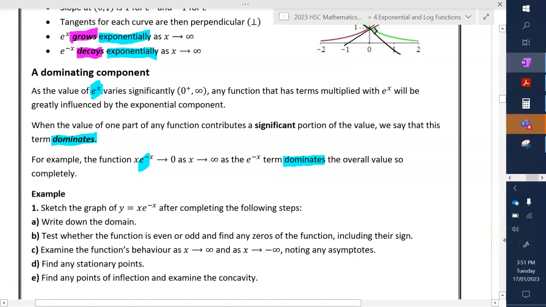So what we're going to have a go at doing below is sketching the graph of y equals x e to the minus x after completing the following steps. So we're going to write the domain, test whether it's even or odd, find any zeros, examine the behavior as x goes to infinity and minus infinity, find stationary points and find any points of inflection and examine the concavity. So these are things that we all did in curve sketching already. We just haven't done a lot of it in terms of the exponential. So let's have a look at that below.